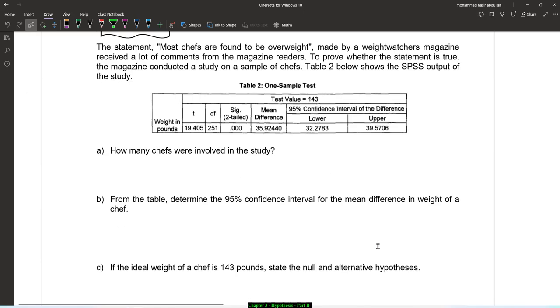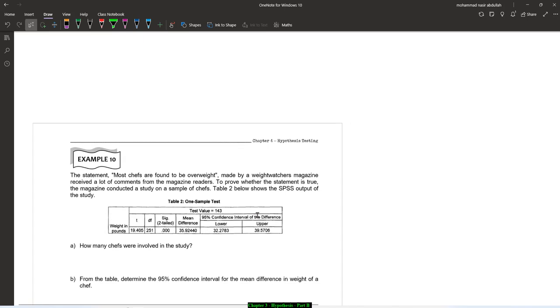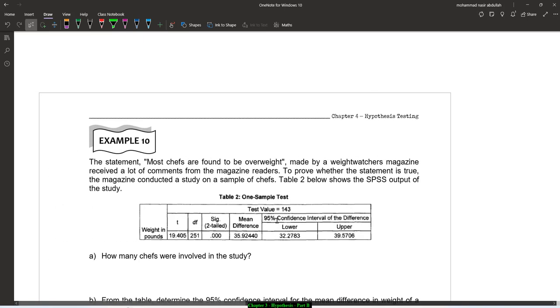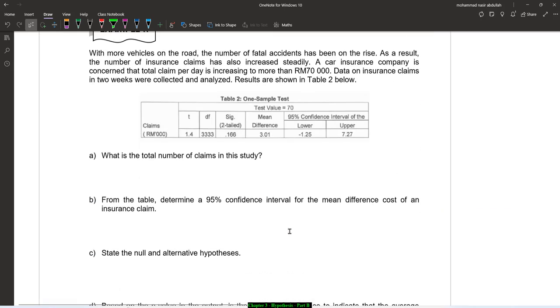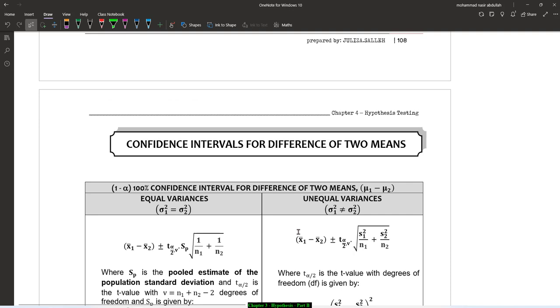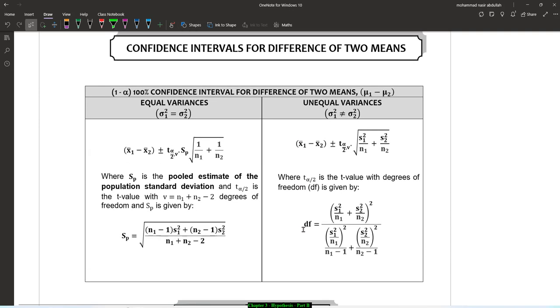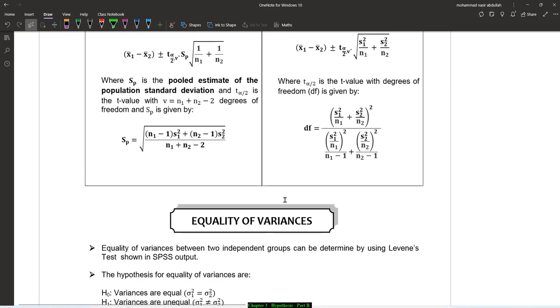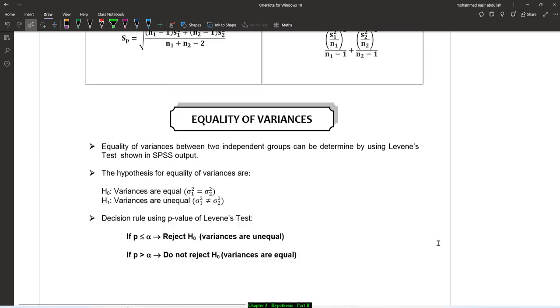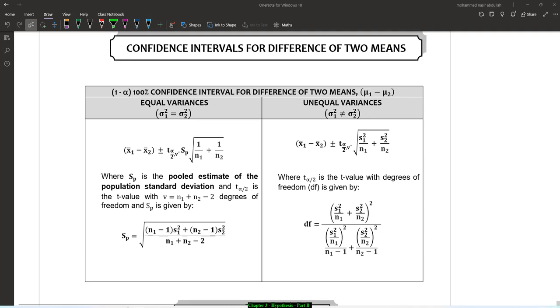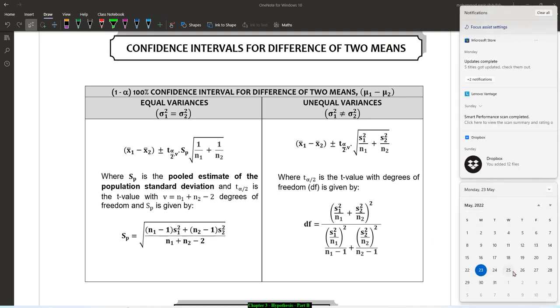So example number 10, I think you should do by yourself, right? Example number 10 should be very simple. Example number 11 also simple, do it by yourself. Next class we will look into the confidence interval for the difference of two means, right? So this coming Wednesday, right? We will look at the confidence interval for difference. So next class will be on 25 May.